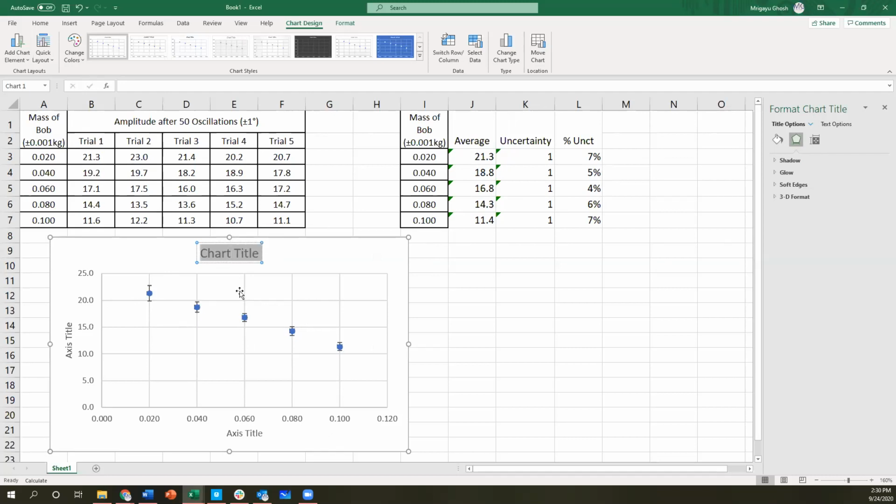Now we can go ahead and write our chart title. This is a graph of amplitude after 50 oscillations versus mass of Bob.